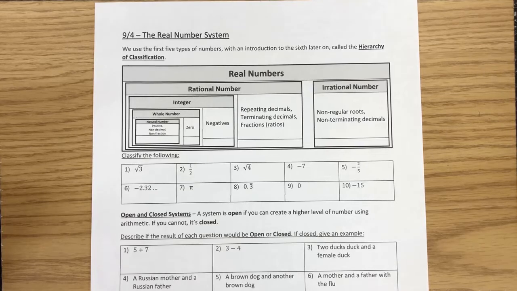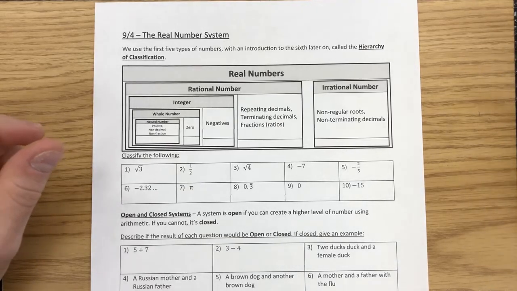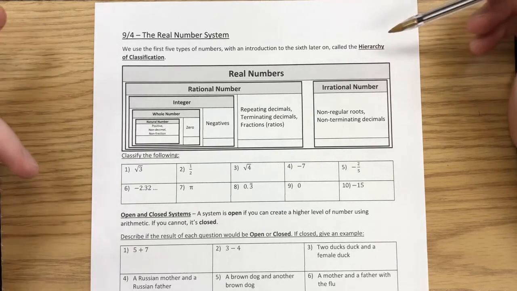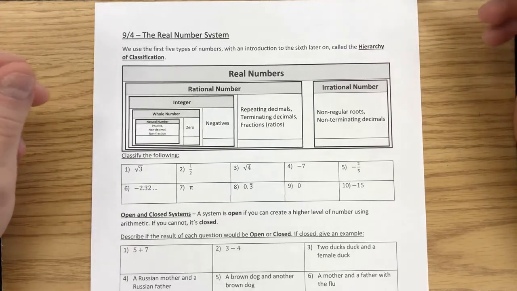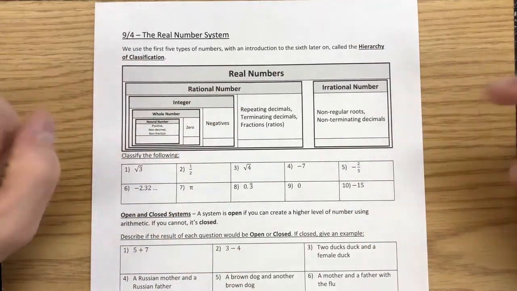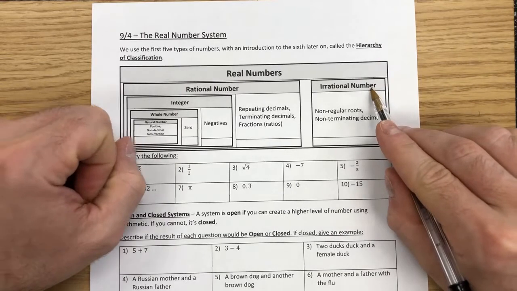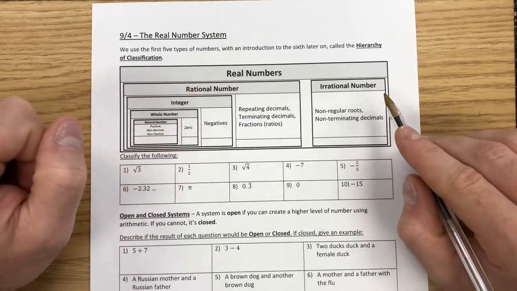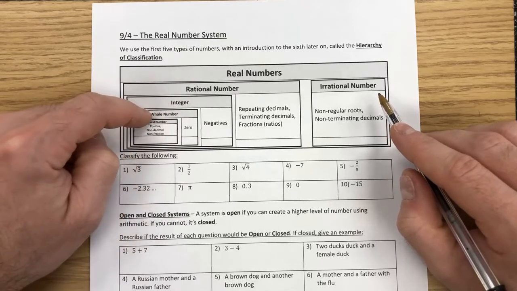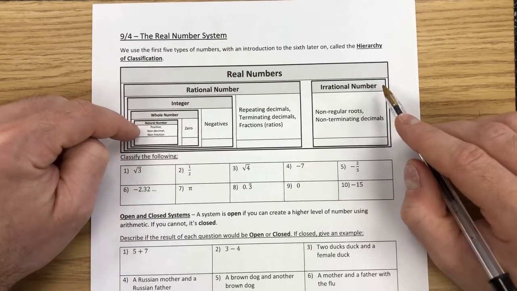So this is the real number system. What we're looking at here is 5 different types of numbers, and we're going to introduce a 6th type later on in the year. This whole thing is called the hierarchy of classification. We start with the real numbers. Inside the real numbers are 2 different types of numbers, irrational and rational. Rational contains integers, integers contains whole numbers, and whole numbers contain natural numbers.